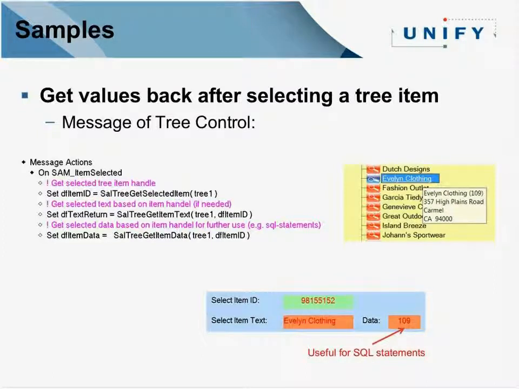So you can see I click on the Evelyn clothing. First of all, I can see the tooltip, and the selected item ID of this item is something like 981555152. The selected text based on the item ID is Evelyn clothing, and the data is 109. So this is very useful for SQL statements if I want to get more information for this customer with the number 109.